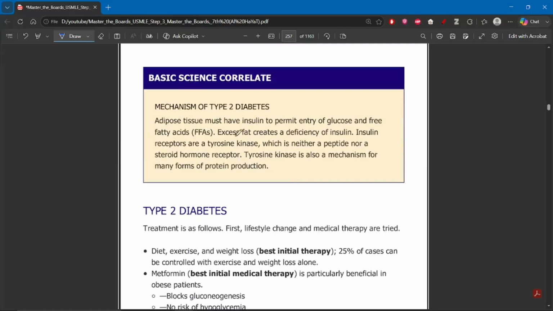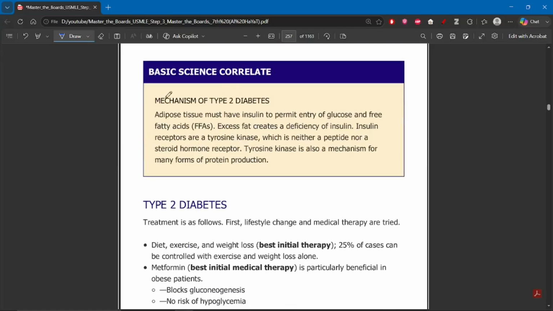Basic science correlate: mechanism of type 2 diabetes. A short, brief mechanism is explained here. Adipose tissue must have insulin to permit entry of glucose and free fatty acids. Excess fat creates a deficiency of insulin. Insulin receptors are tyrosine kinase, which is neither a peptide nor a steroid hormone receptor. Tyrosine kinase is also a mechanism for many forms of protein production.